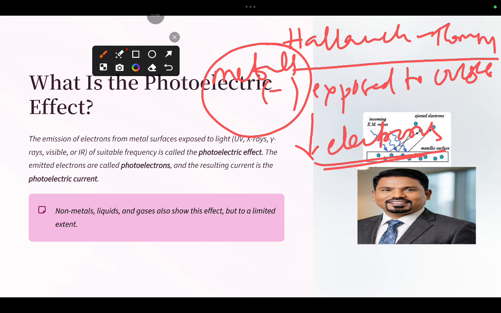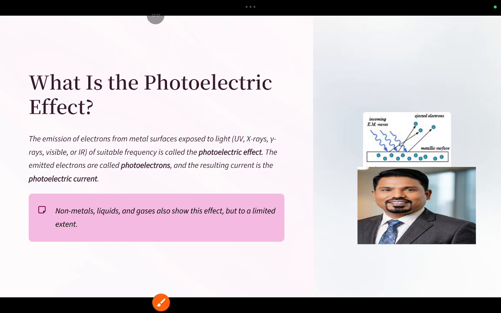While Hallwachs was doing some experiment, he found that when UV light is exposed on a metal surface, electrons, that means negative charge, are released. Metals are going to lose negative charge. This negative charge was named electrons by J.J. Thomson. So this is another milestone in the development of the photoelectric effect.